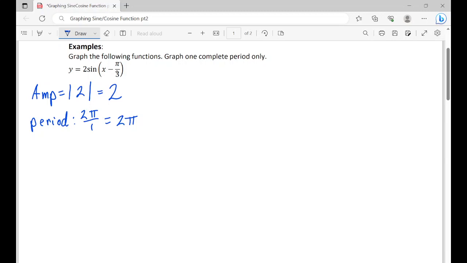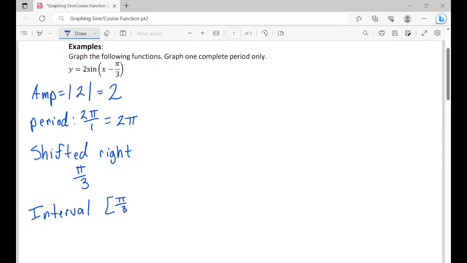And because we have a minus pi over 3 on the inside, that means this has been shifted right pi over 3. So it's been shifted pi over 3. We have a period of 2 pi. So we're going to have an interval that I'm going to graph from pi over 3 to 7 pi over 3.